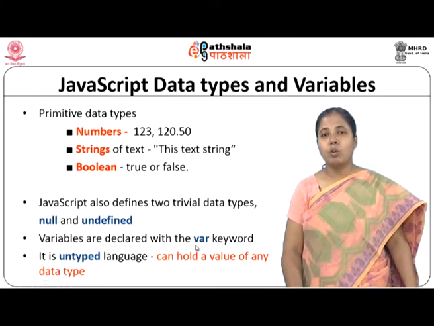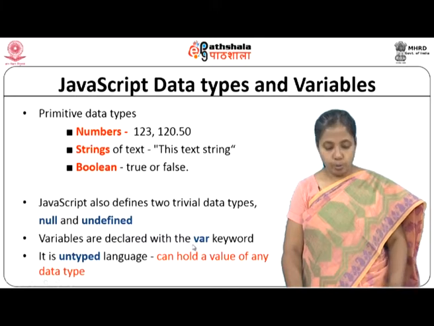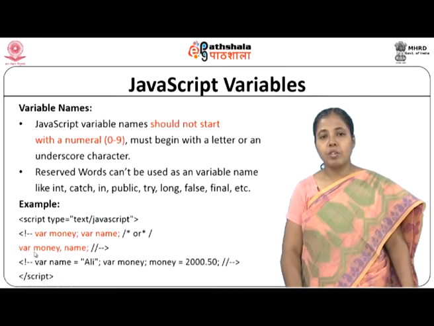We do not have to define the type of a variable in JavaScript. It is actually an untyped language. JavaScript is called an untyped language. It can hold a value of any data type. You declare a variable with the keyword var, and the variable names are given as money and name, comma, name. This is one variable and this is another variable. We do not give the data type. So, this is called an untyped language.